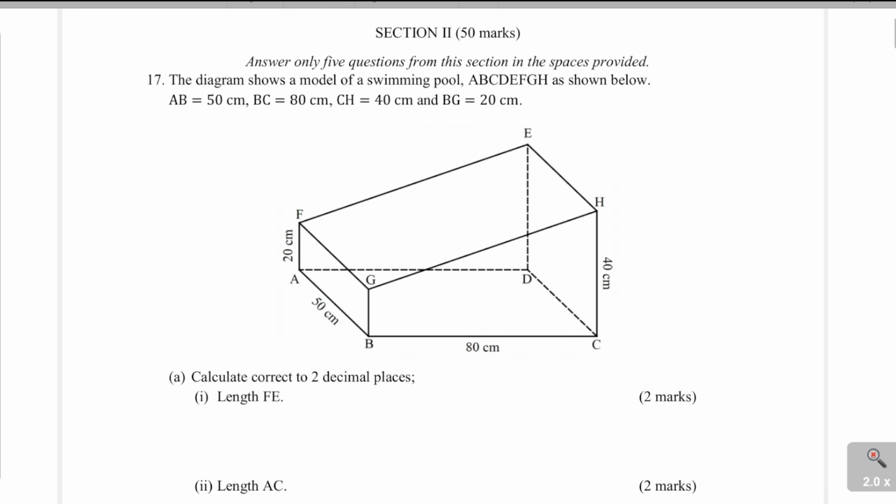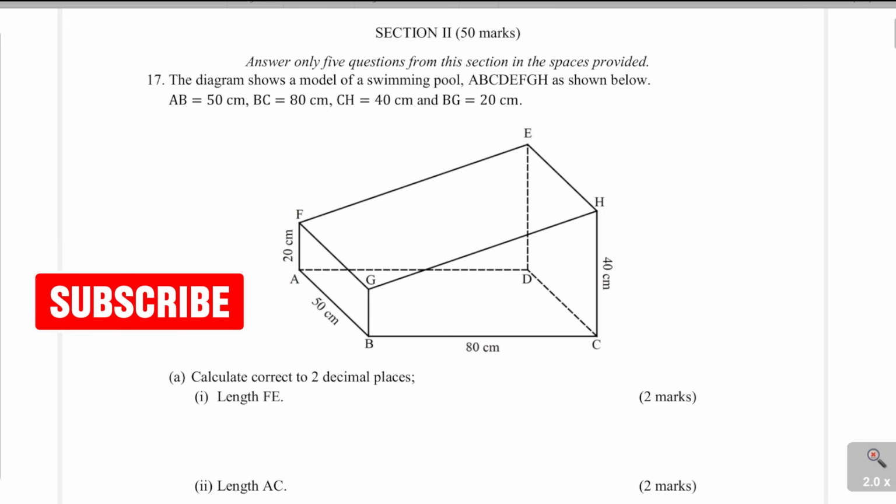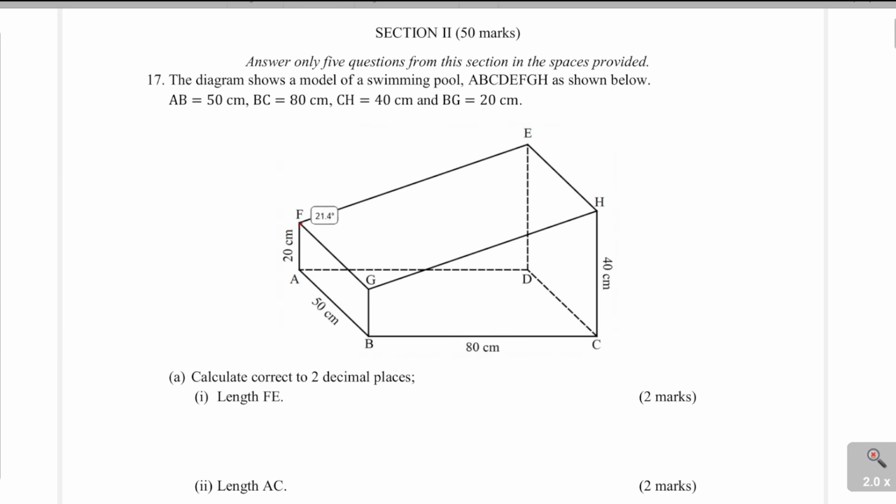The first question: calculate, correct to two decimal places, the length FE, that is 2 marks. So where is FE? You can see where FE is. So there we have FE. So how do we get that length? Looking at what we have here, if we are able to draw a straight line from F all the way to that point, you notice me draw it again. So if we're able to draw that line there, that is 20 centimeters.